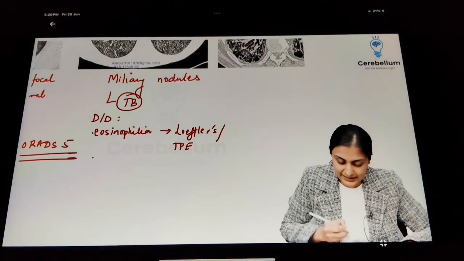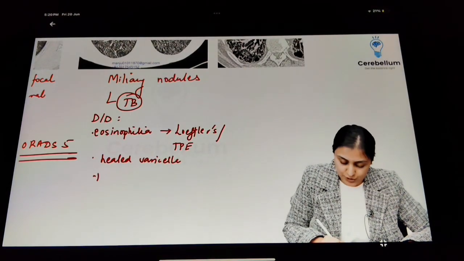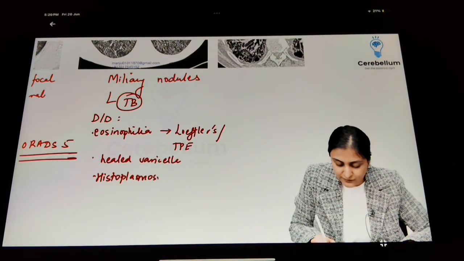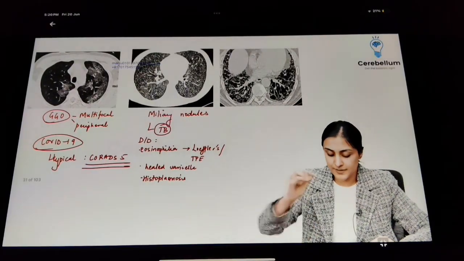So that's another DD. Then in varicella, healed varicella particularly may give rise to these miliary nodules. You can also see miliary nodules in histoplasmosis, which is a very close mimic of tuberculosis, right? So these are the various DDs you want to remember about miliary nodules. Look at this patient now.